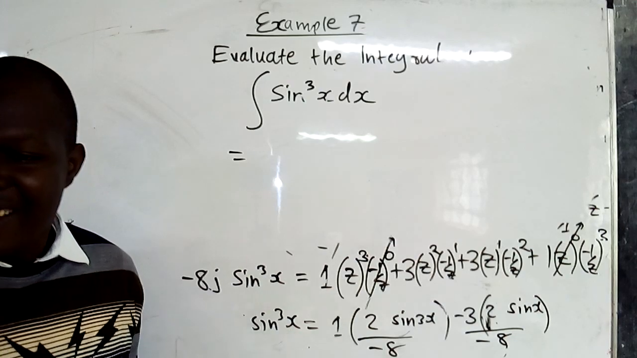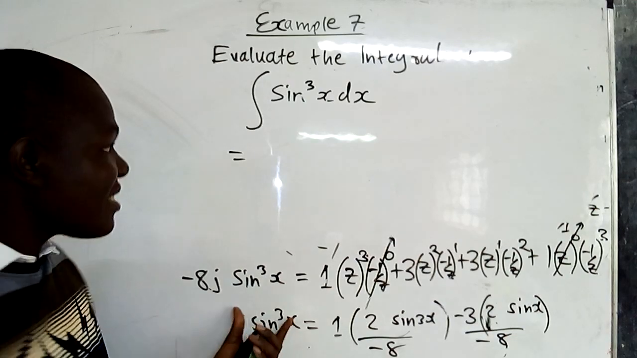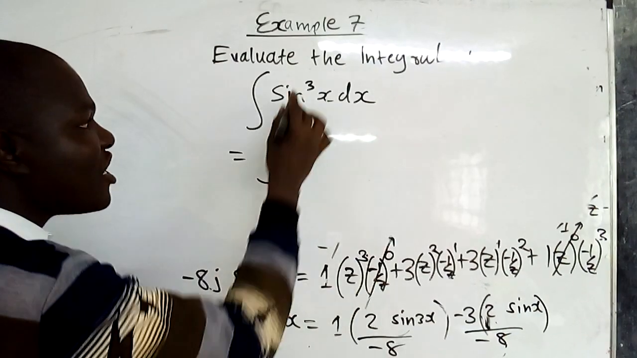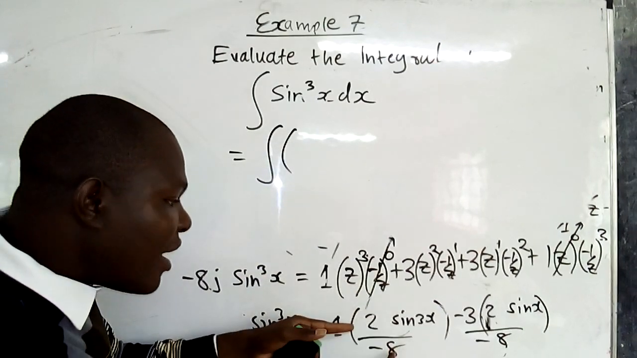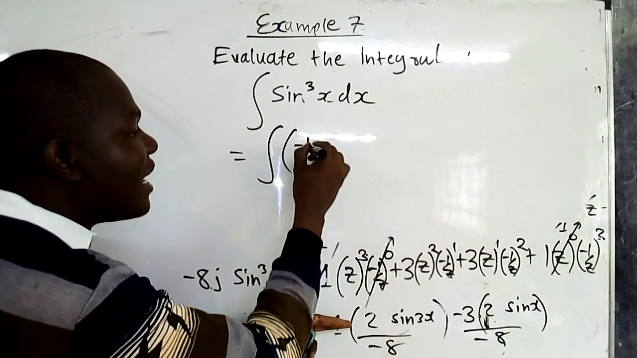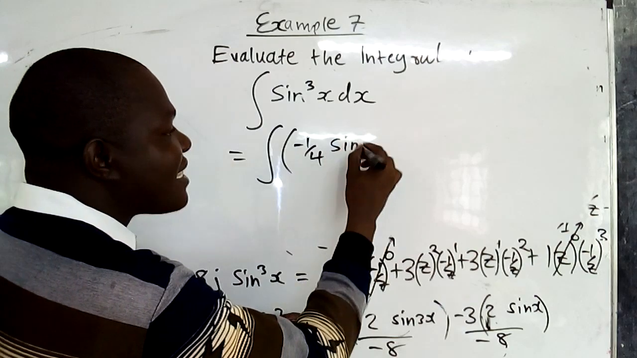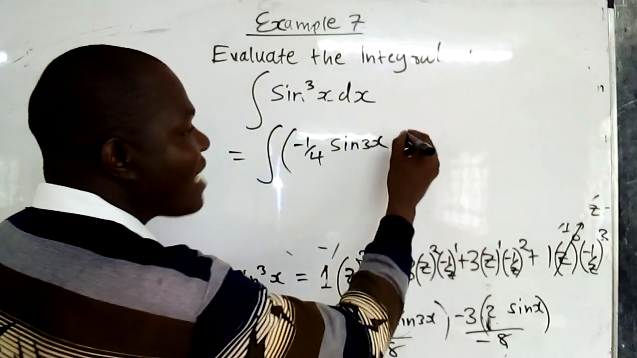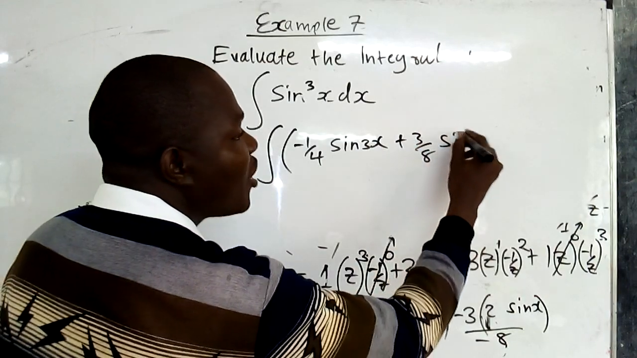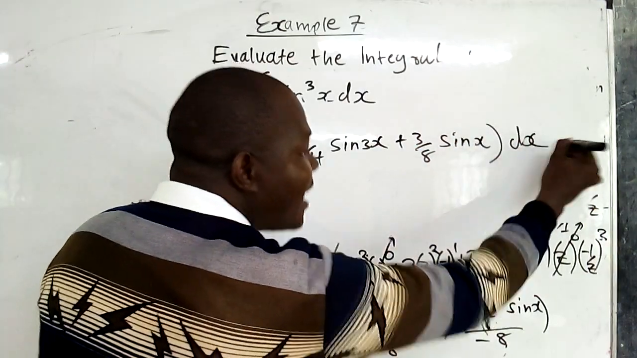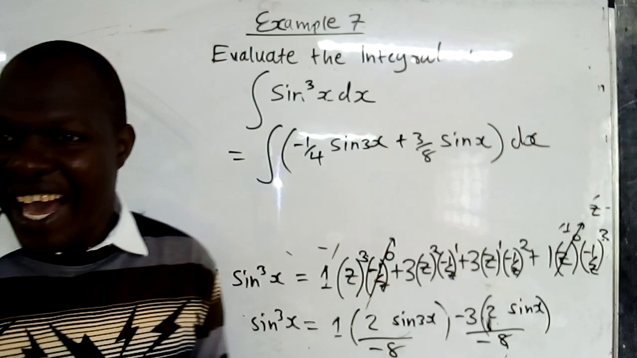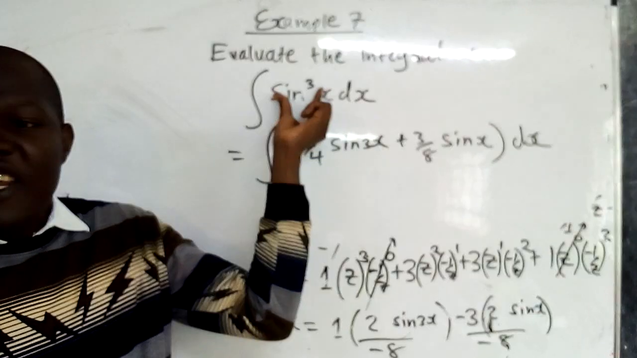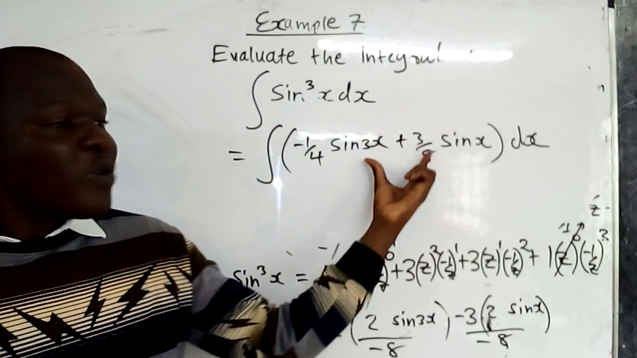We found sine cubed x. So what is sine cubed x? Sine cubed x is the same as what? 2 over negative 8 is negative 1 over 4 sine 3x. Then negative 3 divided by negative 8 is plus 3 over 8 sine x dx. Have you seen that? Meaning where there is sine cubed x, you substitute with this value.